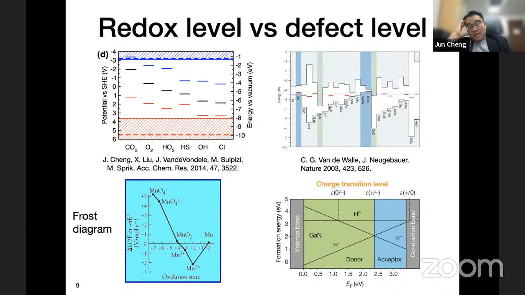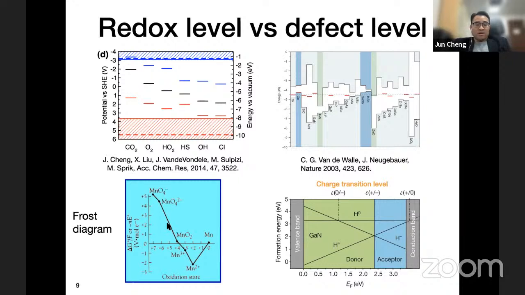But just to put them into the same context, I want to point out that in electrochemistry, probably for chemistry students already in year one, we do this Frost diagram. That basically tells the free energy for different oxidation states, in this case manganese. And just to point out, that's the hydrogen impurity in gallium nitride. The hydrogen impurity can have different oxidation states: hydrogen zero, proton that's plus, and hydride minus. Depending on the Fermi energy of the system, you can have different oxidation states for this hydrogen impurity. That's exactly the same as what we do in electrochemistry.